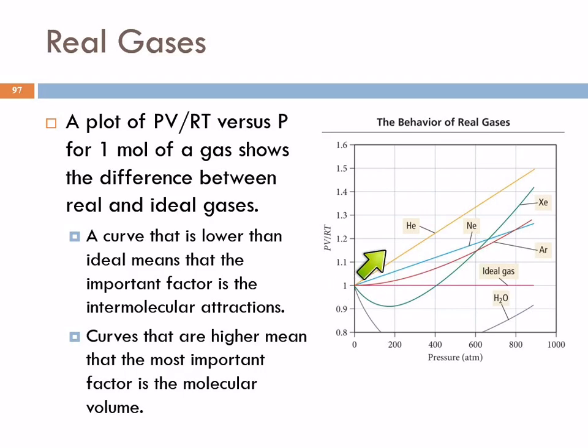Helium gas shows a straight line, but with a high slope. Water goes way down and then starts to come back up at higher pressures. So we get these curves. When we have a curve that's lower than the ideal, that tells us that the important factor is the intermolecular attractions. A gas with intermolecular attractions is going to take up less volume. If we see higher, then we see that molecular volume is the most important.